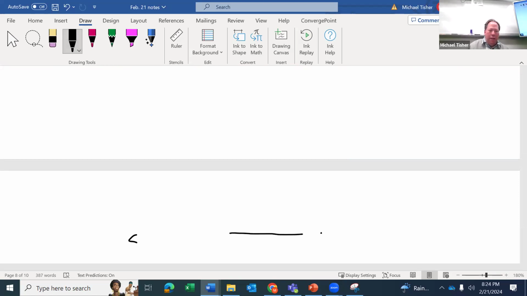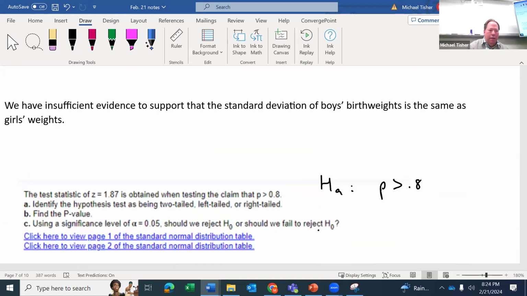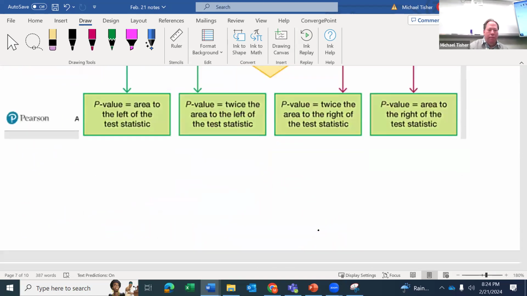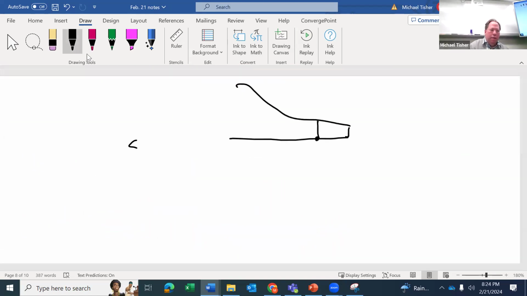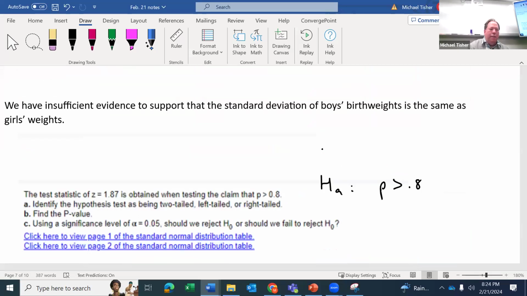Okay, and it says it's right tail. We're just going to draw the right half of this thing. And the test statistic is given to be 1.87. And it says Z equals that, right? So what does Z stand for?